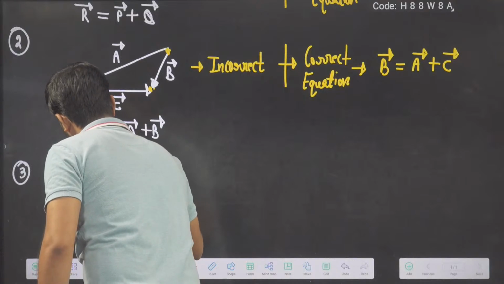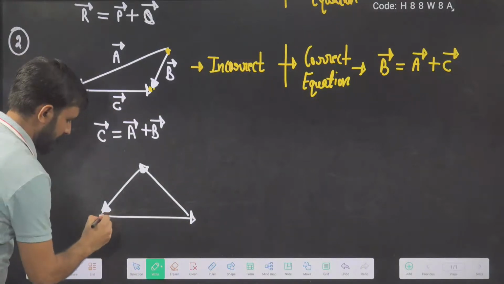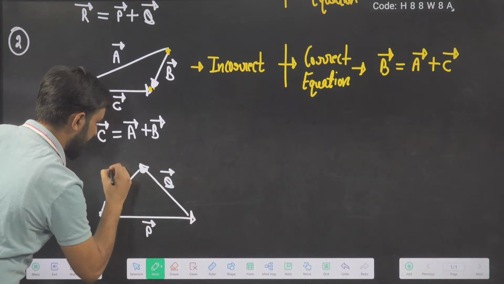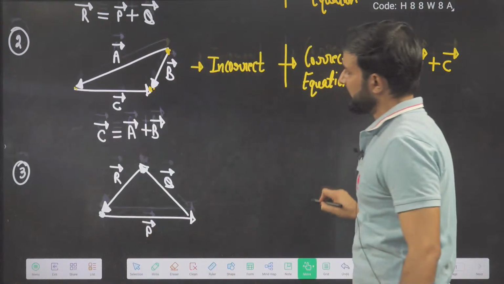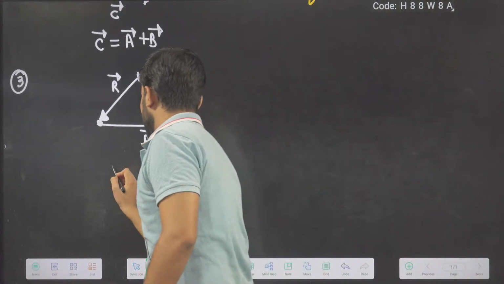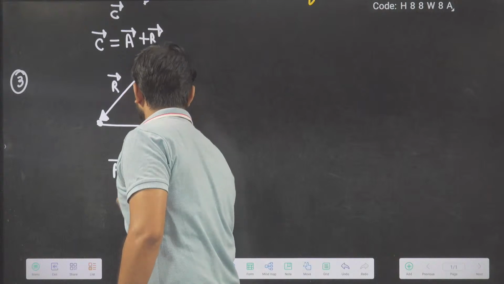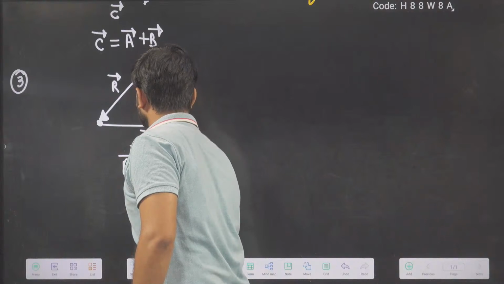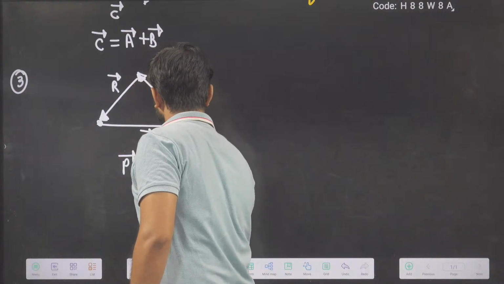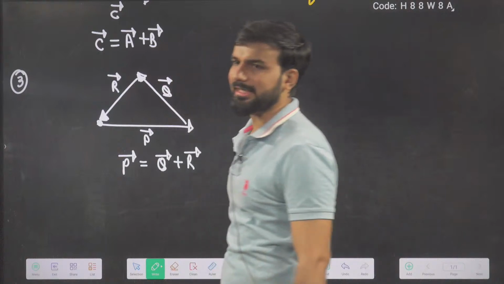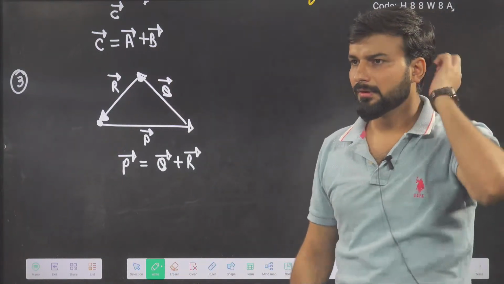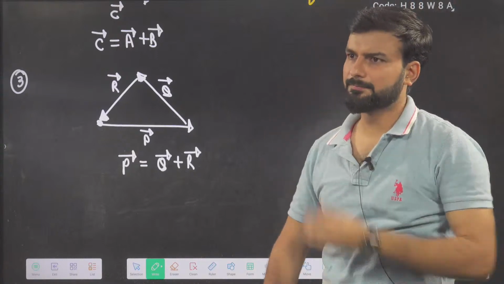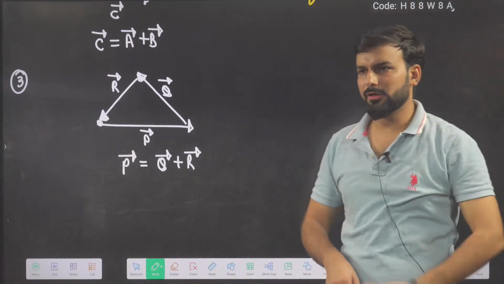This is P, this is Q and this is R. According to this question, the equation is that P vector is equal to Q vector plus R vector. Is it correct or incorrect? First tell me correct or incorrect. Correct or incorrect? Tell me.